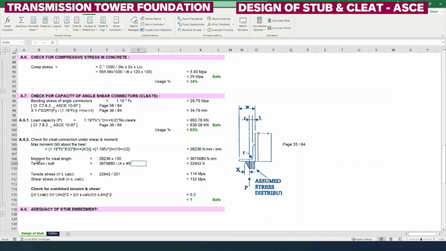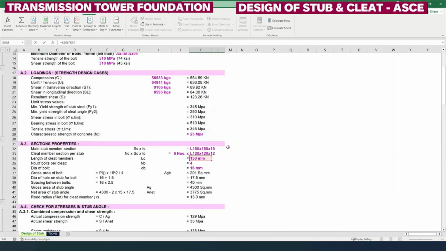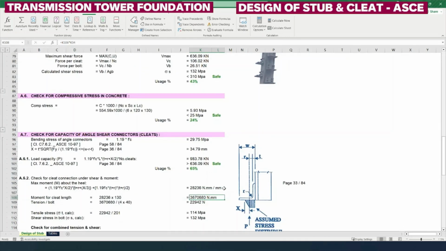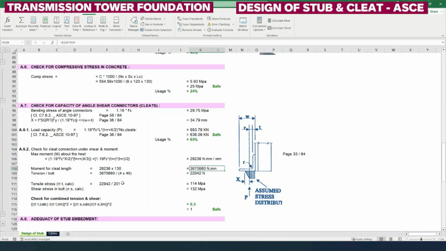And the next one is the moment for cleat length. In this we are just going to multiply the moment per mm, which is calculated based upon the pressure distribution diagram, the triangle and rectangular, with the length of the cleat angle, that is 130 mm. So applying that we get the moment for the entire cleat length, over which this moment is going to distribute.